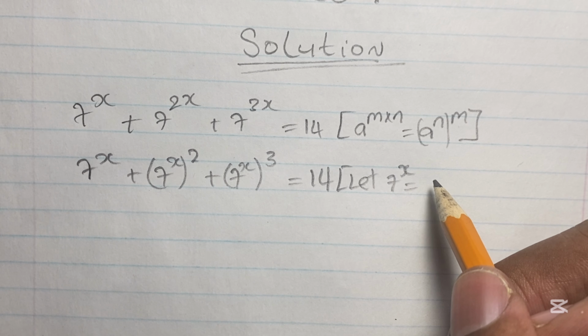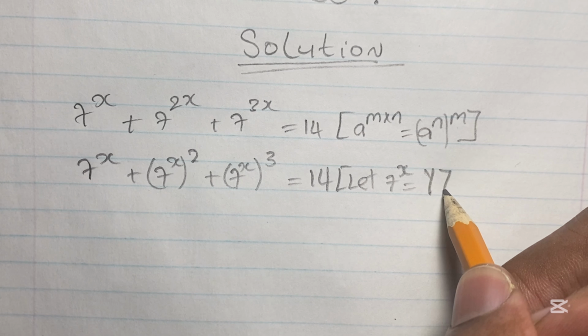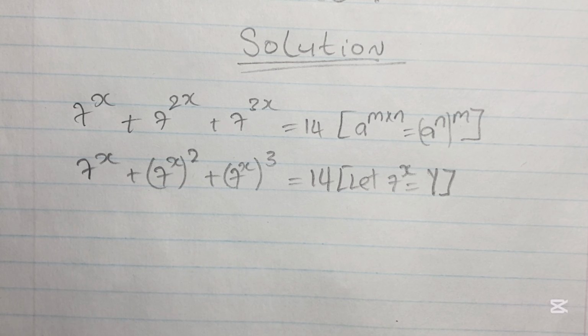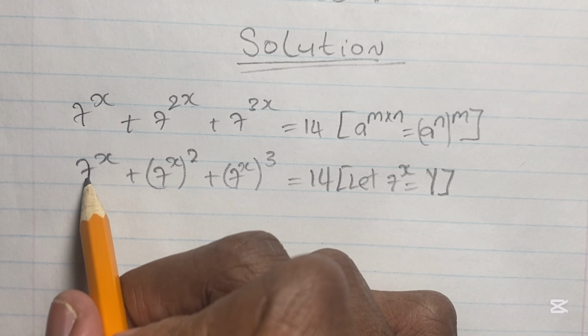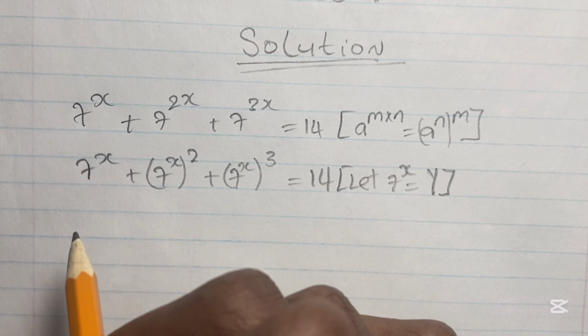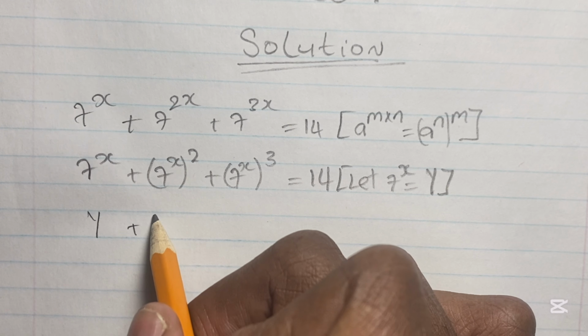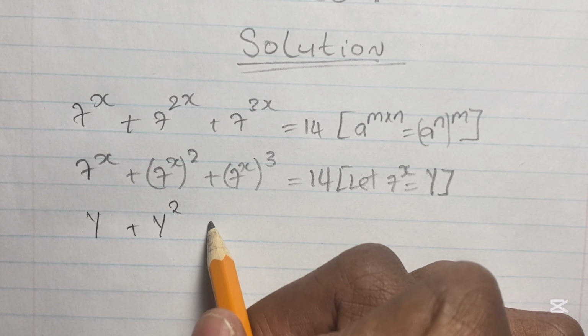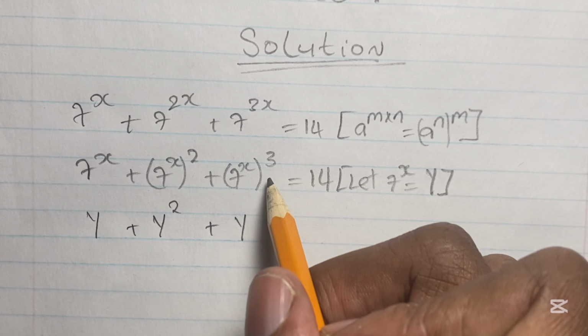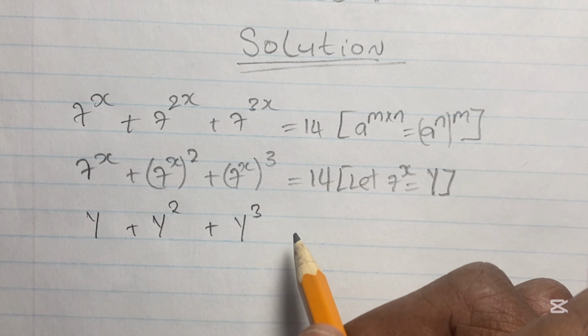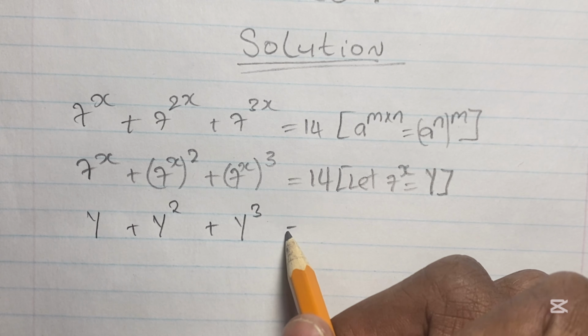Now from here we say let the value of 7 to the power of x become y. So we'll substitute 7 to the power of x with the variable y. So here where we see 7 to the power of x, we'll represent that by y. So we say y plus y squared plus y cubed is equal to 14.